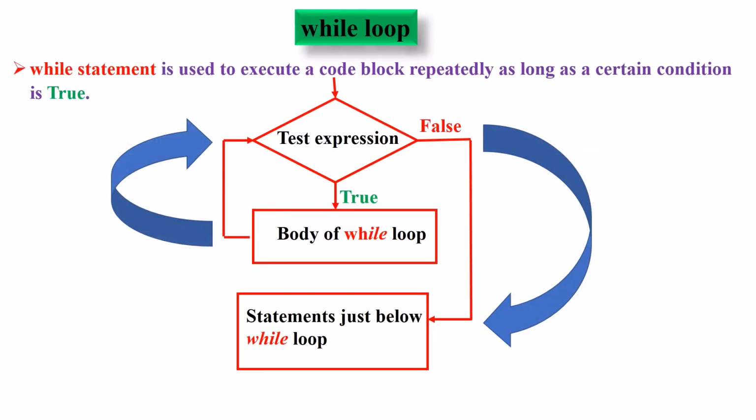Now let's learn about the next conditional statement, while. While statement is used to execute a code block repeatedly as long as a certain condition is true. Look at the picture. If test expression is true, the body of the loop is executed. Again, the control condition of the loop is tested and the loop continues as long as the condition remains true. When the test outcome of this condition becomes false, the loop is not entered again and the control is transferred to the statement immediately following the body of the loop.